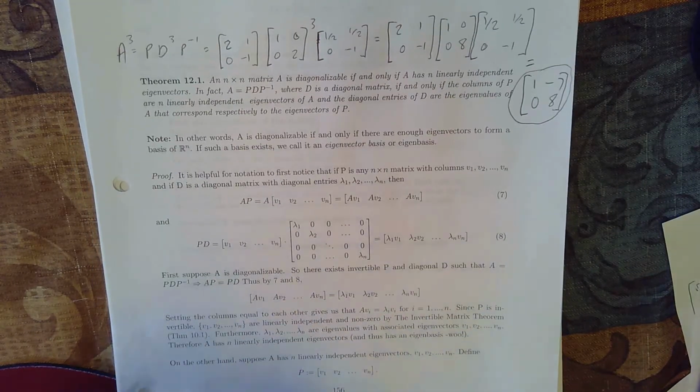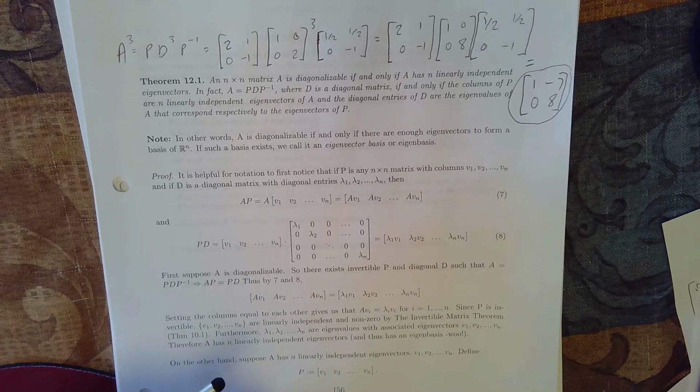So let's go through a theorem then. Our theorem 12.1 says an n by n matrix A is diagonalizable if and only if A has n linearly independent eigenvectors. In fact, A equals P D P inverse, where D is a diagonal matrix, if and only if the columns of P are n linearly independent eigenvectors of A, and the diagonal entries of D are the eigenvalues of A that correspond respectively to those eigenvectors.